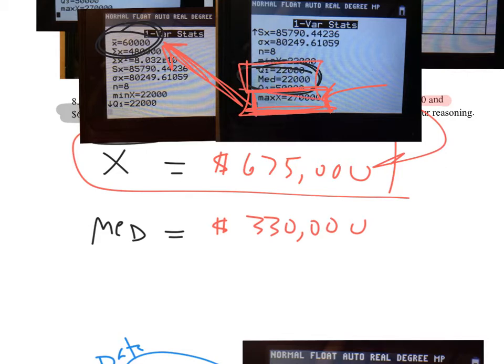And I claim in this one, when you're dealing with the top 1% of salaries, there's going to be a few very, very high outliers in that top 1% that are going to throw the average up. So here's our answer. The average would be 675,000, the median 330,000.